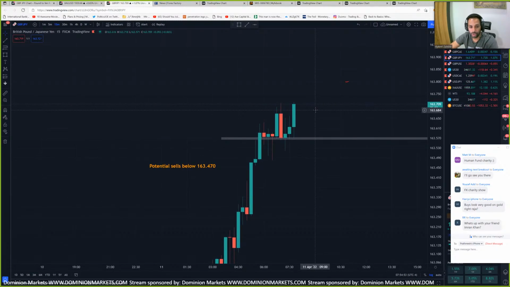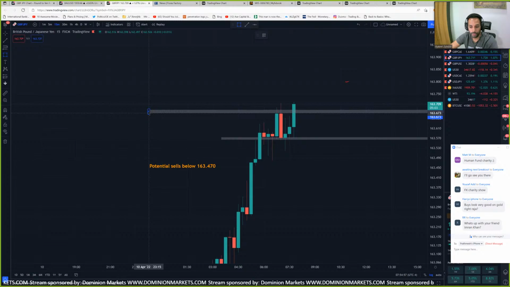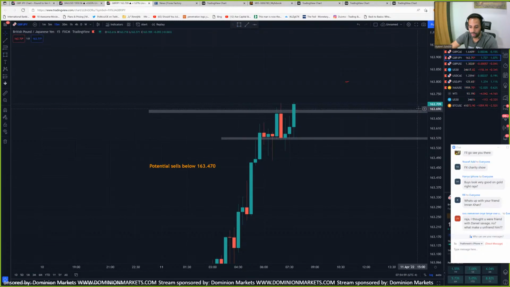Pound yen is also closing above this area, which looks pretty good for buys at NY Open now. So we just gotta wait for the candle to close in 5 minutes.